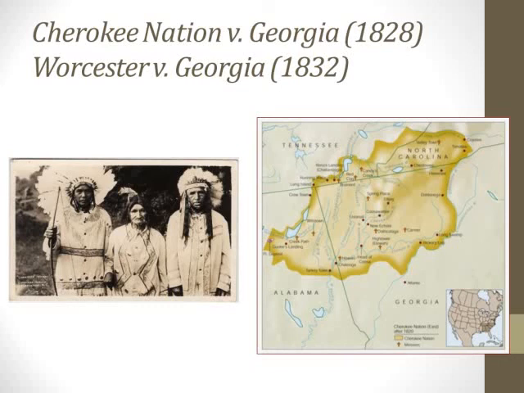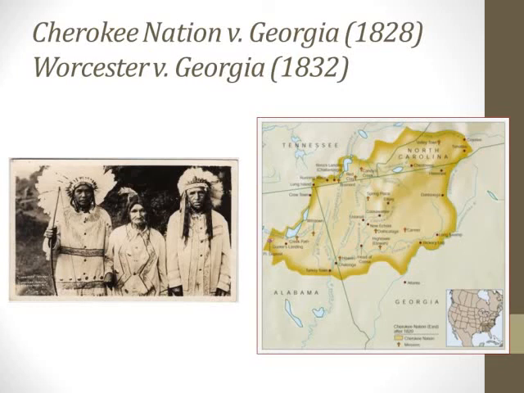Cherokee Nation v. Georgia, Worcester v. Georgia. In Cherokee Nation v. Georgia, John Marshall ruled that the Cherokee Nation was not what? It was not an independent foreign nation. It was a domestic dependent. That means it's part of the U.S., right? So it can't sue directly in the Supreme Court. Case is thrown out. Did Jackson do that? No, that was John Marshall. Then Worcester v. Georgia.